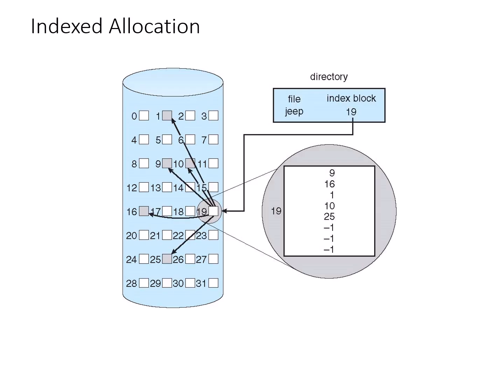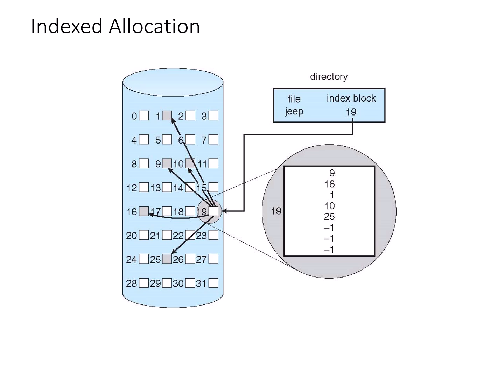Finally, let's understand the file storage method called indexed allocation. It is used by the operating system to store files on a disk. Imagine our disk has blocks numbered from 0 to 31. Let's take an example of a file named Jeep. This file is not stored in one place. Instead, its parts are scattered across the disk. So, how does the system keep track of all those parts? That's where indexed allocation comes in.